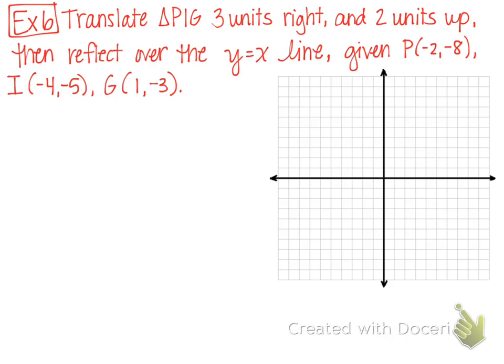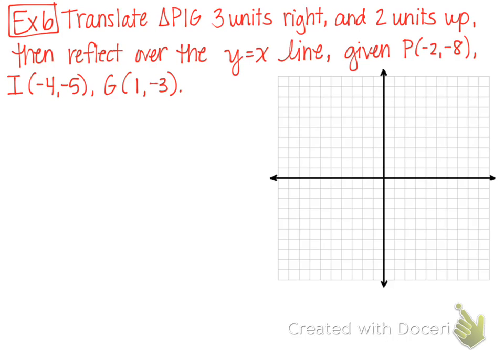Okay, so let's do the last example. It says, example 6, translate triangle PIG 3 units to the right and 2 units up. Then reflect over the line y equals x. Okay, so we've got 2 different transformations here. First, we've got to translate it, then we're going to reflect it. So make sure that you do them in this particular order.